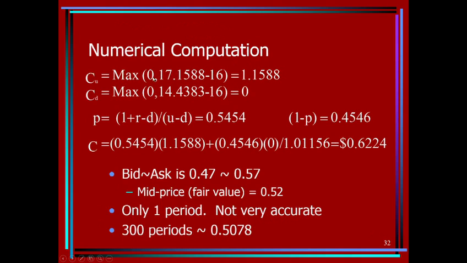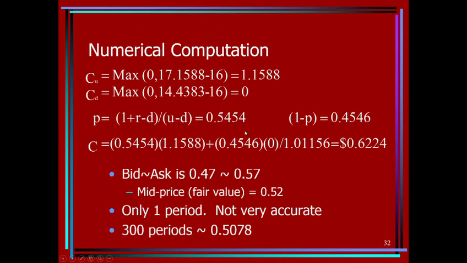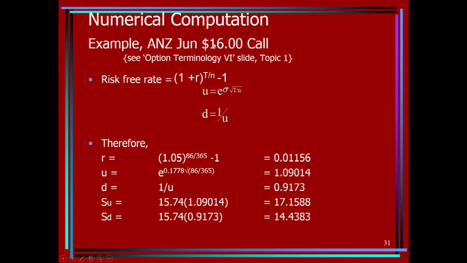So what's the value of a call? The greater of 0 or intrinsic value, right, at expiration. So we've calculated SU to be 17 and SD to be 14. Strike price is 16, right? Okay.